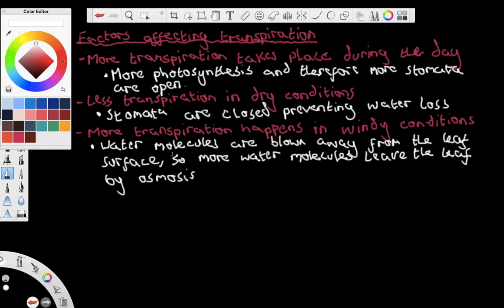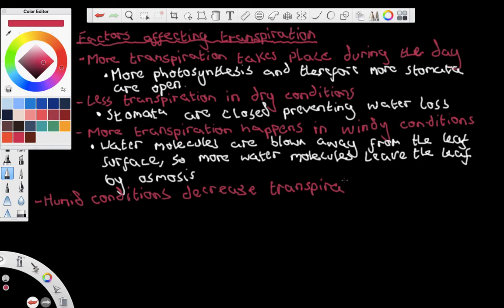Humid conditions decrease the rate of transpiration. So humid conditions decrease transpiration. Okay, so humid conditions decrease transpiration.